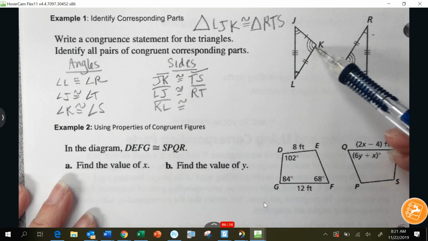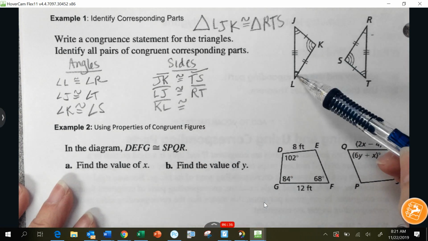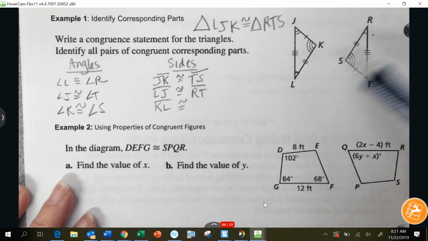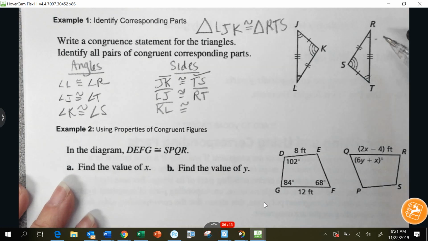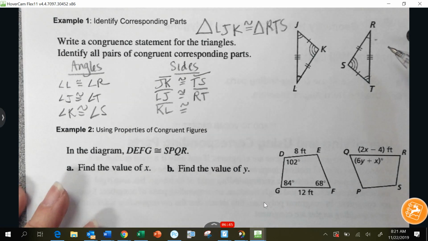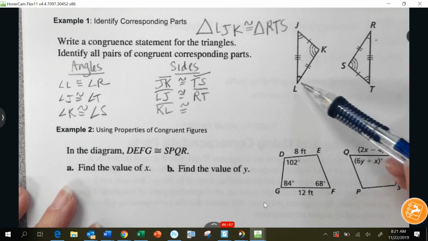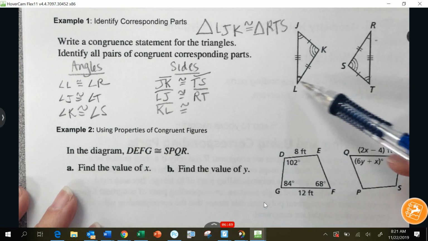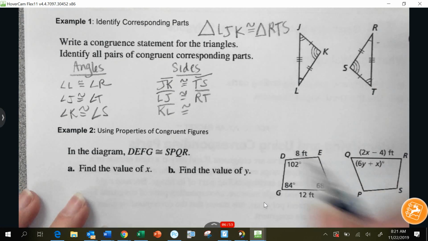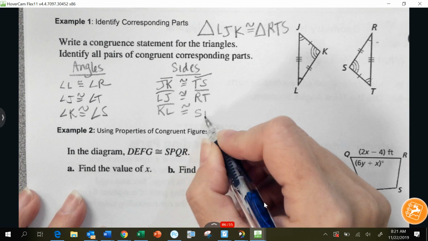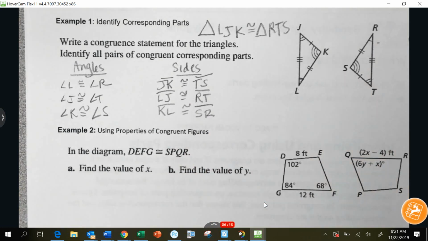Well, I just did K to L. So over here, what corresponds to K and what corresponds to L? S to... Does T have how many marks? R. Yeah. S to R. Because you got to think about how many marks it has. All right. That's a good example.